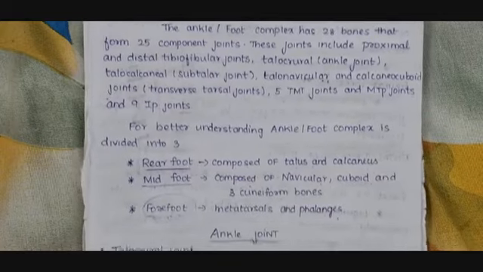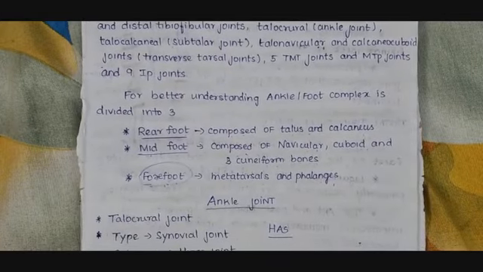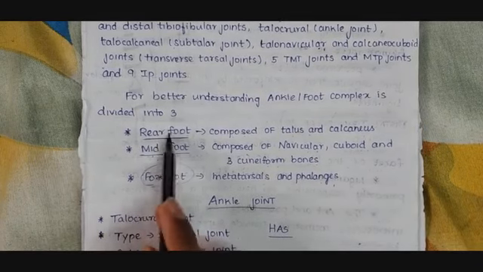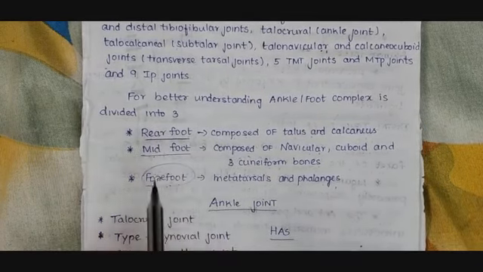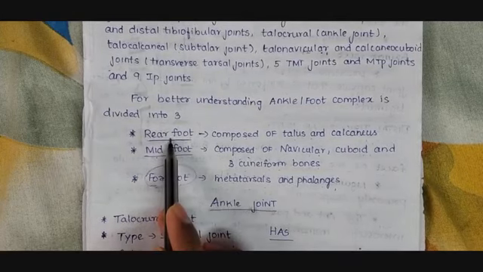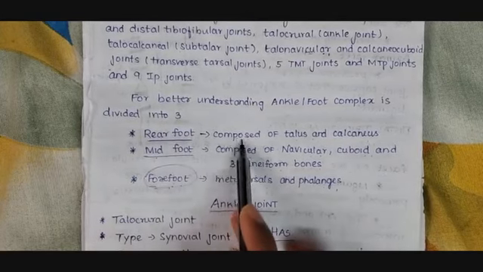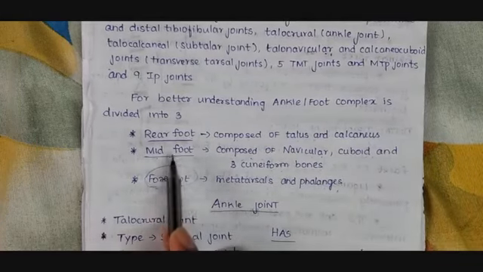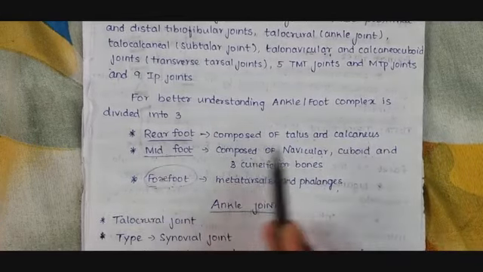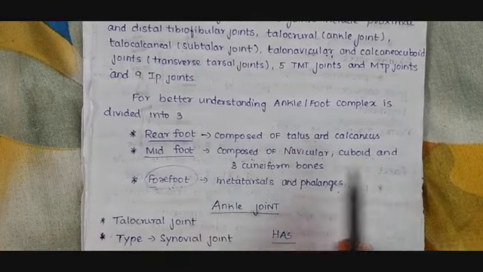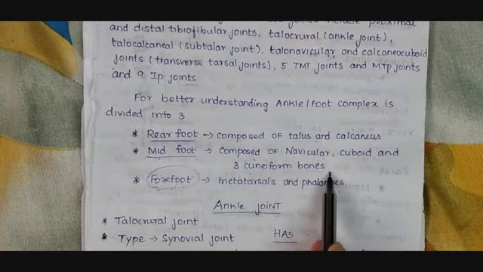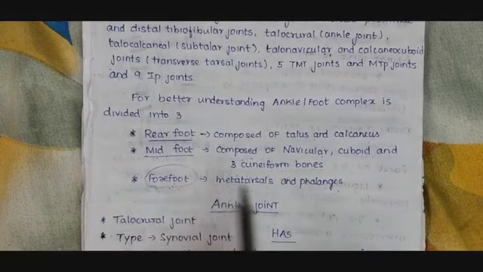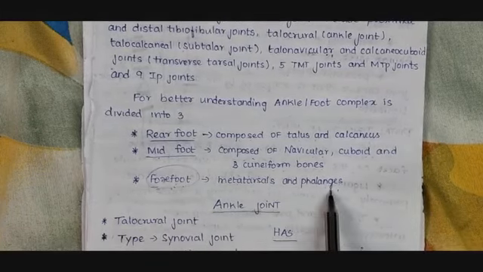For better understanding, the ankle or foot complex is further divided into 3 segments, which are rearfoot, midfoot and forefoot. Rearfoot is the posterior segment which is composed of the talus and calcaneum. Midfoot is the middle segment which is composed of the navicular bone, cuboid bone and 3 cuneiform bones. Forefoot is the anterior segment which is composed of metatarsals and phalanges.